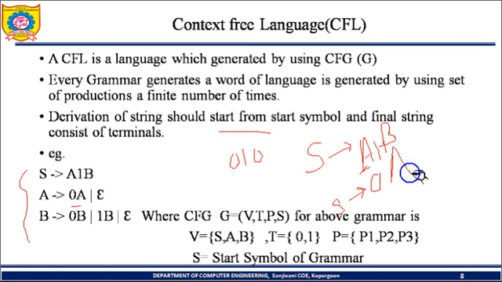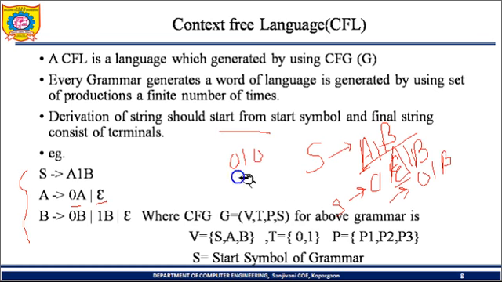So now the production will become, I have replaced that A with 0A, and the remaining production will remain the same. Again, after 0, I want to generate 1, but A has no production which will show the 1 as a termination. So I need to replace that A with epsilon. So now the string will become 01B.